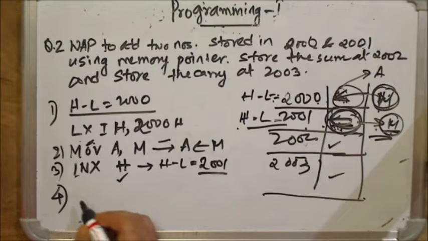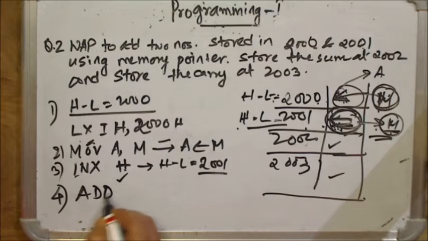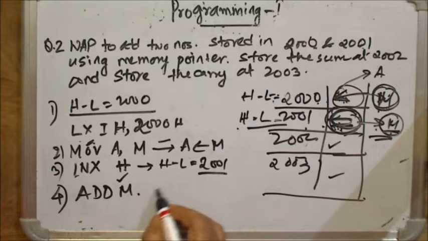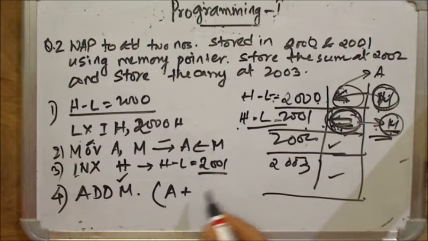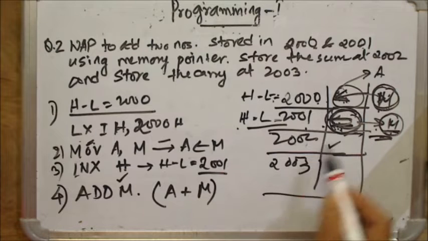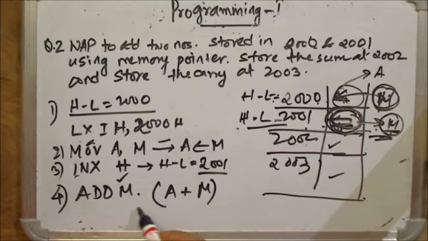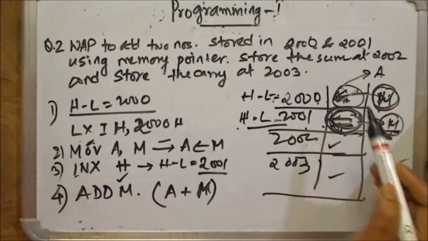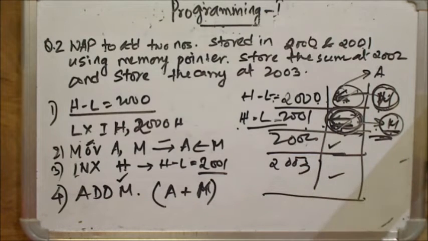Now the next step is ADD M. The first data was in the accumulator and the second data is M, that is the data pointed by the HL pair. So ADD M. We will add the data of the 2000 memory location and the data of the 2001 memory location.